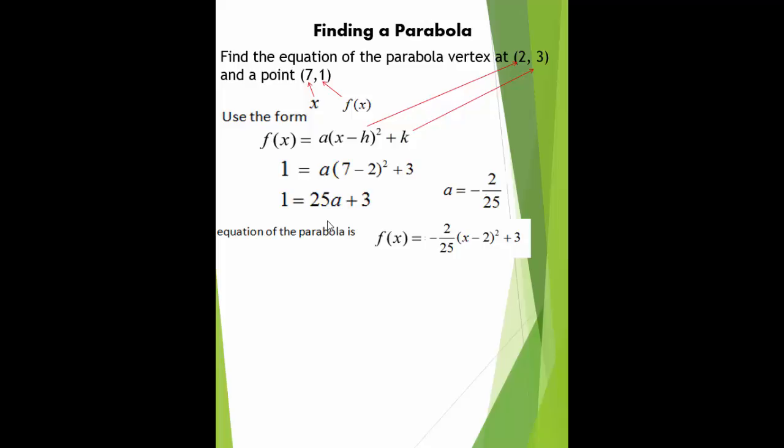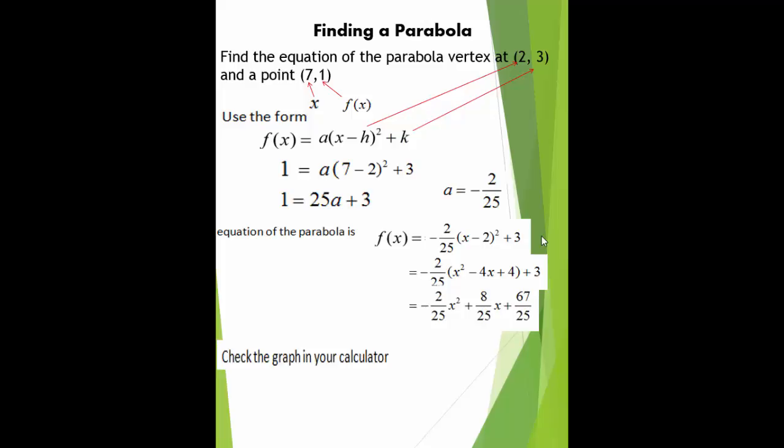And now we want to write with real coefficients, to distribute in the form like ax squared plus bx plus c. So what do we do in this case? We have the factor here, you can see x minus 2 squared. We want to distribute that. So you get x squared minus 4x plus 4 and distribute your -2/25. Simplify further, you get this answer.